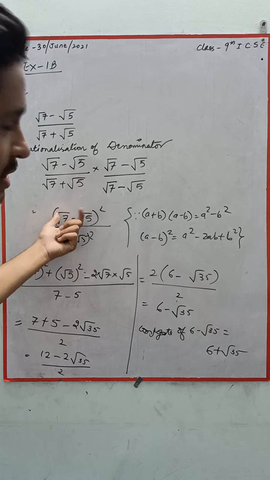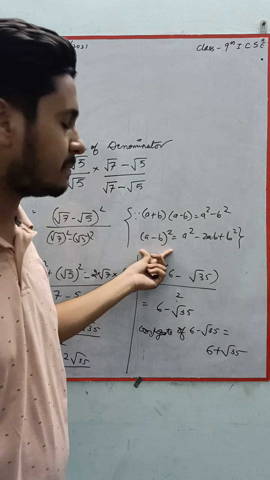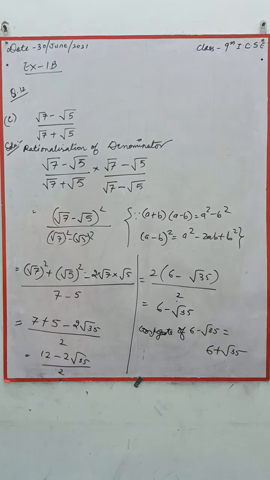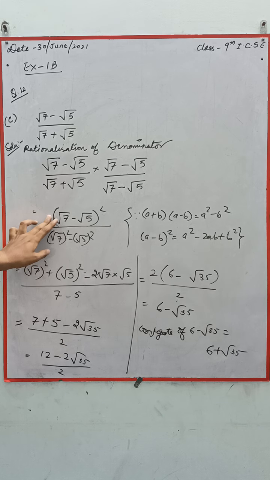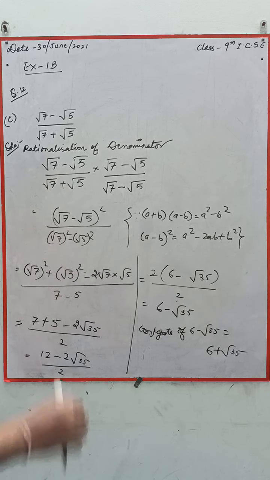It is nothing but (root 7 minus root 5) the whole square. Here we can use the (a minus b) the whole square identity, which is a square minus 2ab plus b square. So on using it, it will be a square plus b square minus 2 into a into b. The square and the root will be cancelled here. So this square and this root are cancelled. This square and this root are also cancelled.